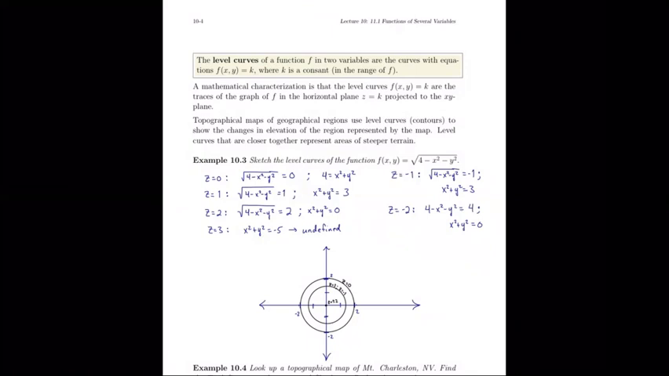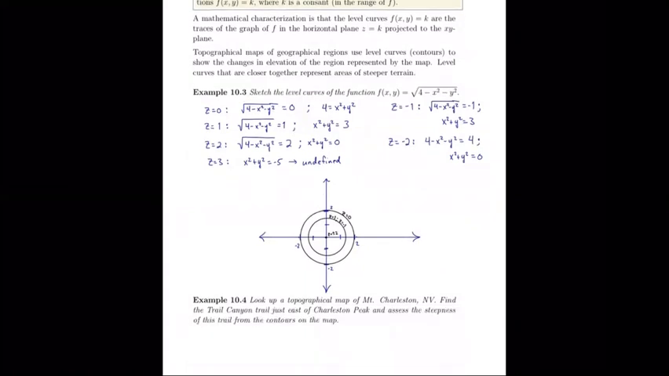Then you'll label that curve with the z value, with the constant k, or the z value that comes out from that space. So we're given a function. We're asked to sketch the level curves for this function. Okay, it's f of x, y is equal to the square root of 4 minus x squared minus y squared.